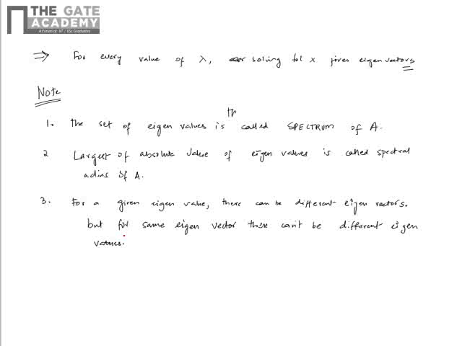So then you have a lot of options. For a given eigenvalue you can have different eigenvectors, but the reverse is not true. So for the same eigenvector there can't be different eigenvalues. We'll see all this, but let's first take an example. This is just the definition here.